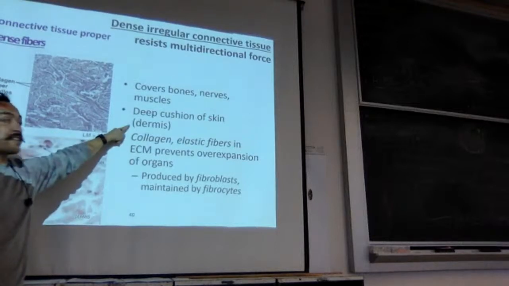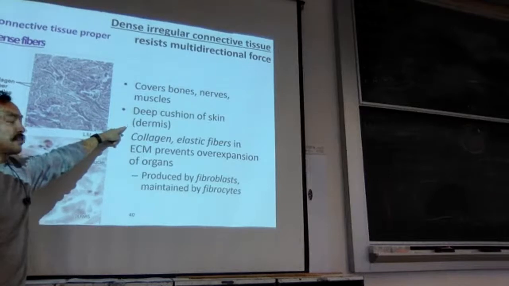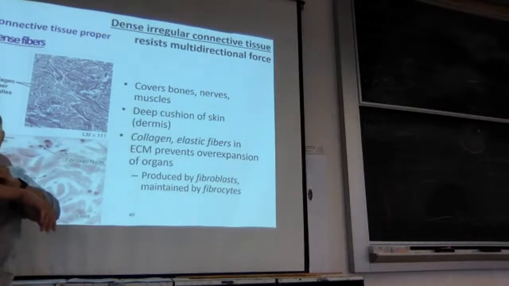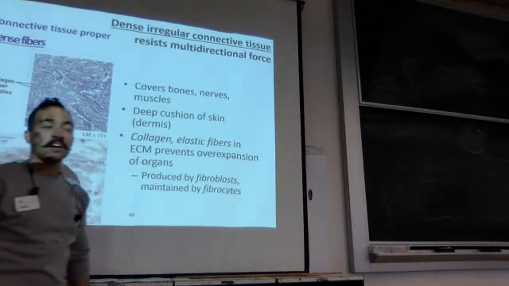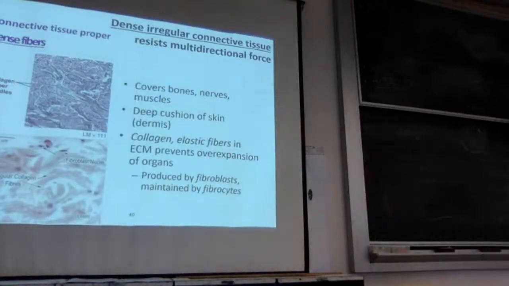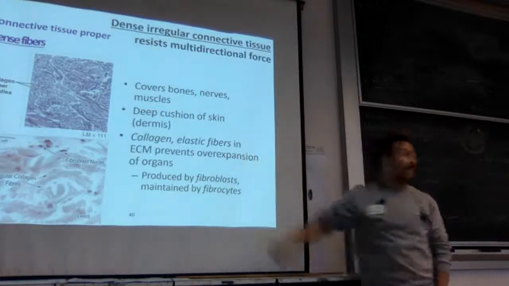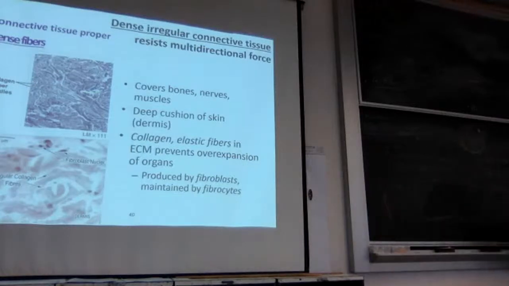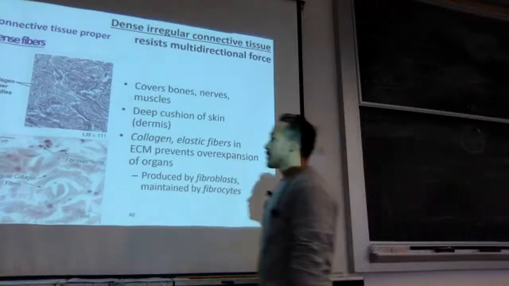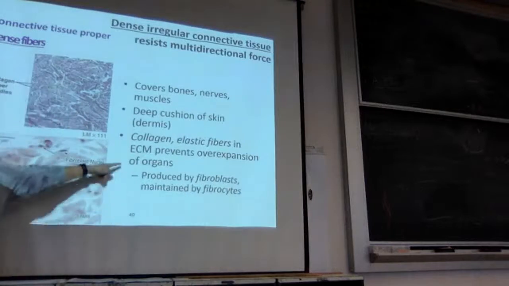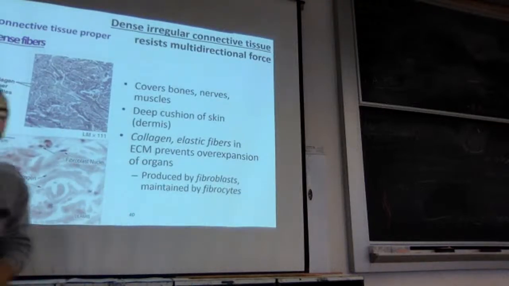It's a great cushion for a deep part of our skin called the dermis, we'll get to it later. Fat helps, but one reason why your skin can remain so stretchy is because of the collagen in the dense irregular part of it, because you can move it in different directions and it's fine. We'll also find this surrounding our bones, nerves and muscles. We'll get to that later. It also has elastic fiber. It's collagen and elastic. By having elastic fiber, that gives it some flexibility, so say our organs need to move around, they allow for that movement.